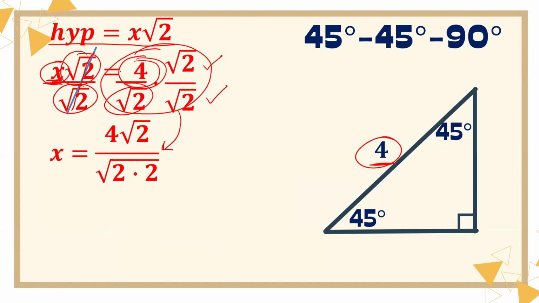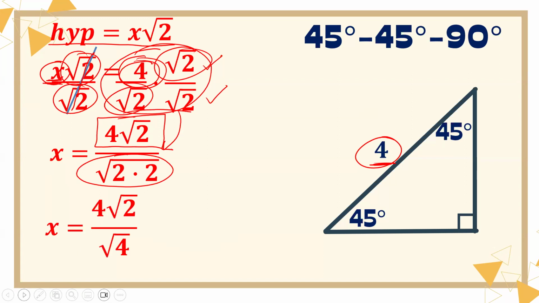So in the numerator, we have 4 and square root of 2. That's why we have 4 square root of 2 here. Then in the denominator, that's square root of 2 times square root of 2. That's why we have this in the denominator. Okay? Now, simplifying this further, we get 4 square root of 2. 2 times 2 is equal to 4. So that's square root of 4 in the denominator. Then, square root of 4 is actually equal to 2.